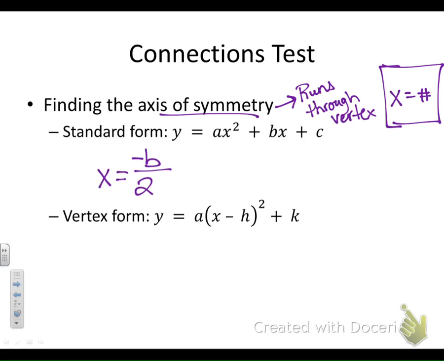Yesterday we found the x-coordinate by taking -b over 2a. So the axis of symmetry is just going to equal whatever that calculation was.